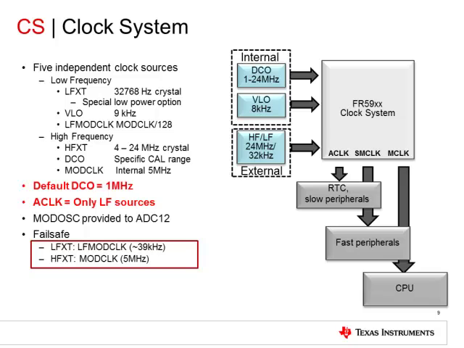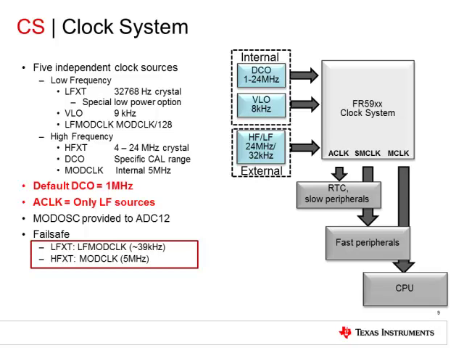This slide presents an overview of the FR59XX family clock system. The main advantage of the orthogonal FR59XX clock system is its ability to branch any clock source to any system clock. There are 2 external and 3 internal clock sources.